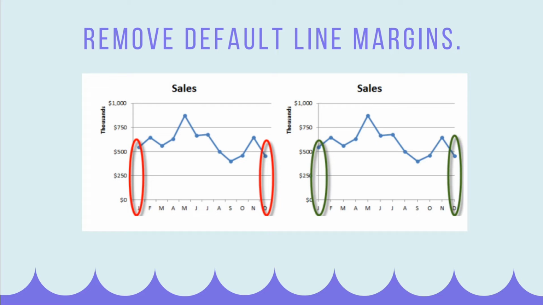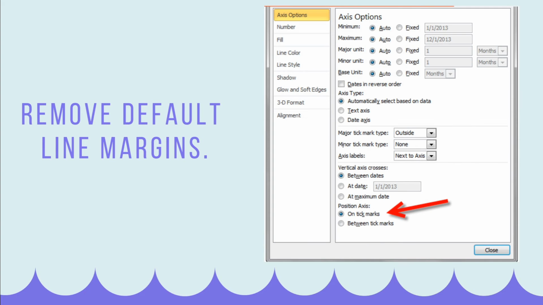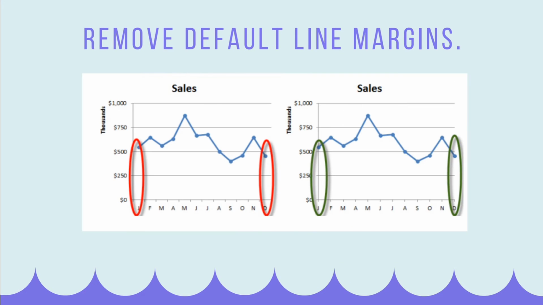As you can see on the left in the image below, but as you can see on the right, line charts often look better without these margins. So to remove these margins, double-click on the date axis and the Format Axis window will pop up. Under Axis Options, change Position Axis to On Tick Marks. And there you will have a much better look of your line charts.